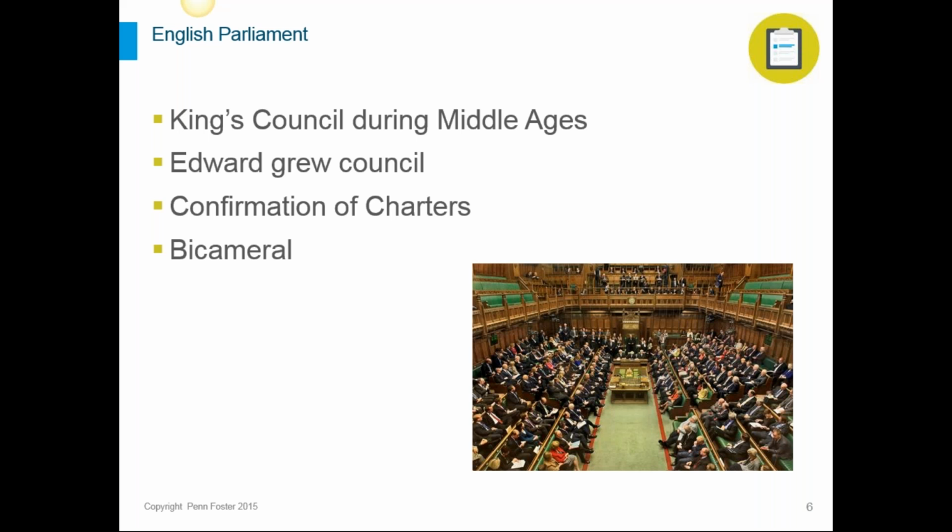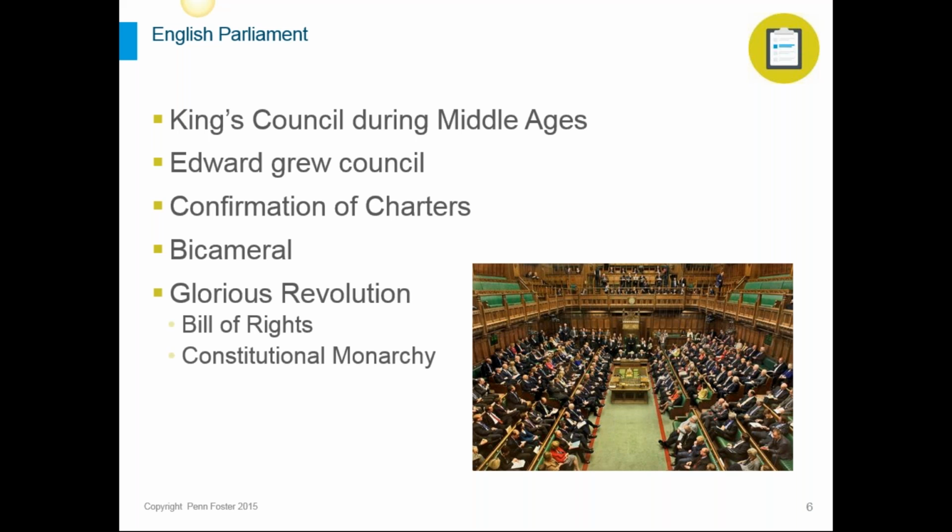Here's a more recent picture of the House of Commons. As you see, very similar to what we have in the House of Representatives and the U.S. Senate here in the United States, in which the members, the representatives, are sitting across from each other from different political parties and are able to speak and discuss issues that are coming up for laws or as bills.